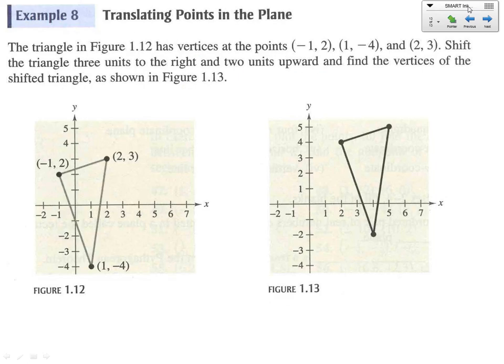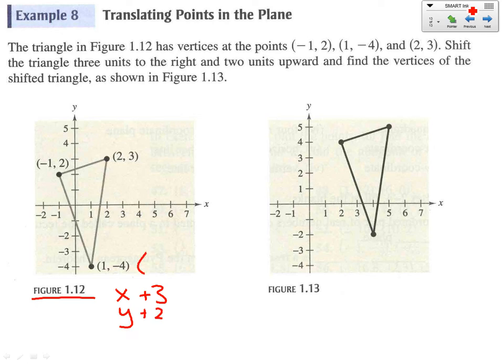All right, last one, translating points. All right, so the triangle in figure 1.12 has these vertices, so we're starting with this guy here. Shift the triangle 3 units to the right and 2 units upward to find the vertices of the shifted triangle. All right, so you can do it by drawing. I'm going to do it algebraically. All of our x's are going to be shifted 3 units to the right, so that means add 3 to them. And the y's are up 2 units, so that means add 2 to them.